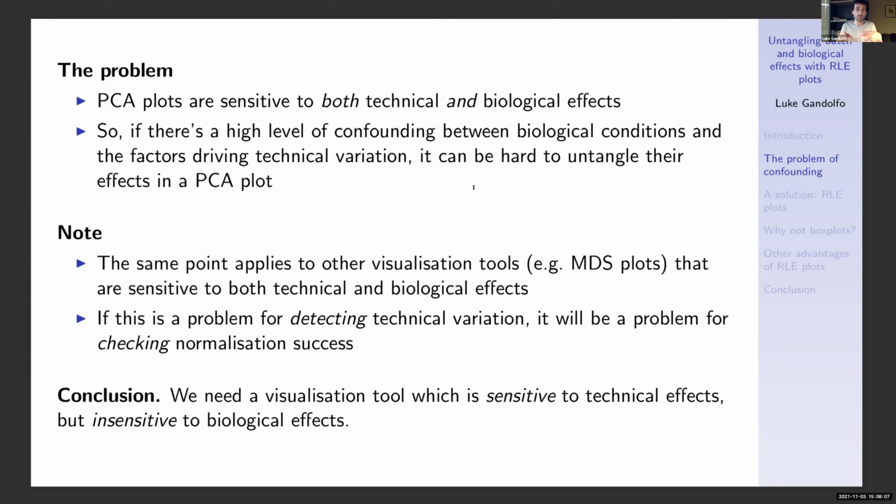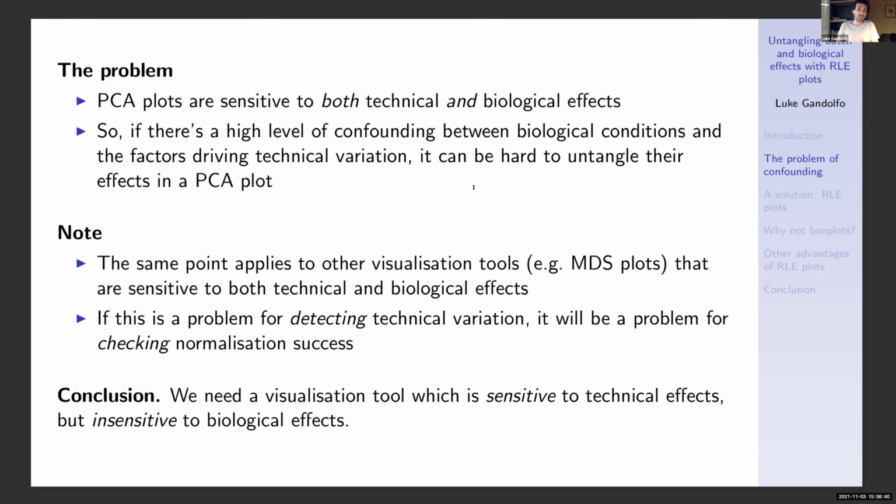PCA plots are sensitive to both technical and biological effects. So if there's a high level of confounding between the biological conditions of interest and the factors that might be driving any technical variation, it can be hard to untangle their effects in a PCA plot. And the same point applies to other visualization tools, for example, multidimensional scaling plots, just as one example, that are both sensitive to technical and biological effects.